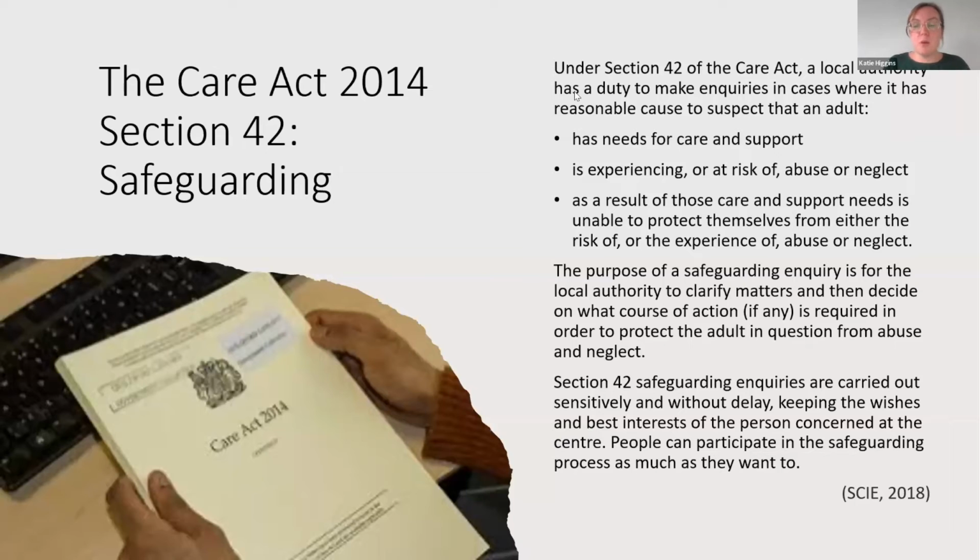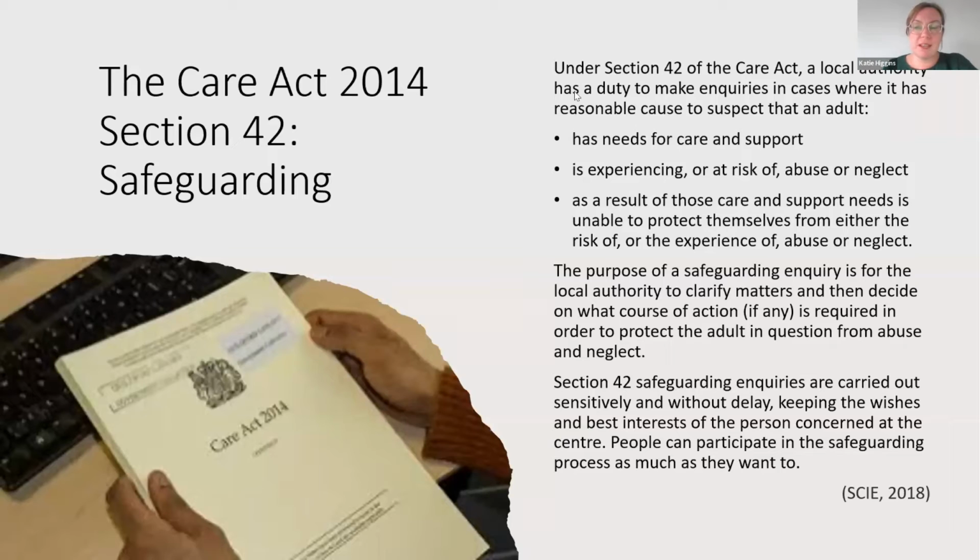Okay, so what I thought I would draw your attention to also in the Care Act is something called Section 47. So under Section 47 of the Care Act, a local authority has a duty to make inquiries in a case where it has a reasonable cause to suspect that an adult has a need for care or support, is experiencing or at risk of abuse and neglect, and because of those care and support needs is unable to protect themselves from either the experience of abuse or neglect.